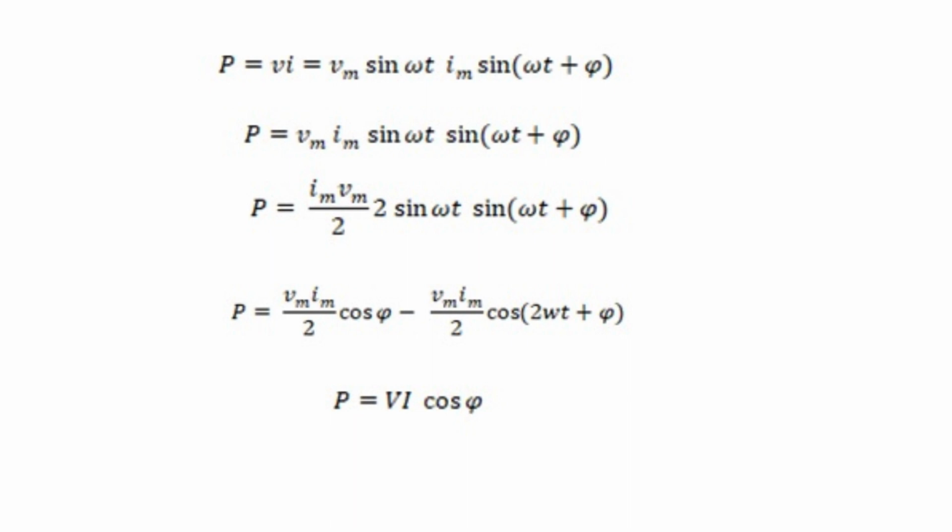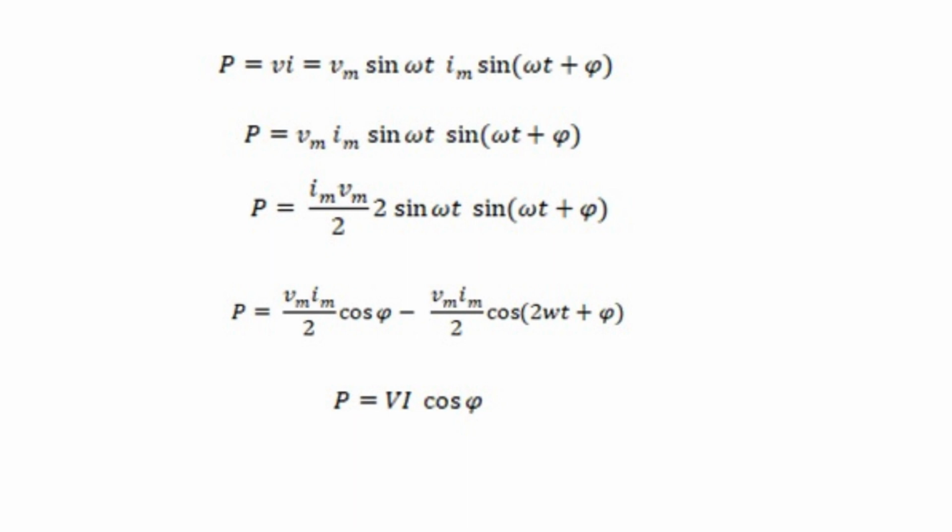and the average power P is the product of voltage and current. By considering the voltage equation v equals Vm sin omega t and current i equals Im sin (omega t plus phi), if we multiply these two, we get the power equation as Vm Im by 2 into 2 sin omega t sin (omega t plus phi). By using the formula 2 sin A sin B equals cos (A minus B) minus cos (A plus B), by solving the equation, we get power P equals Vm Im by 2 cos phi minus Vm Im by 2 cos (2 omega t plus phi).